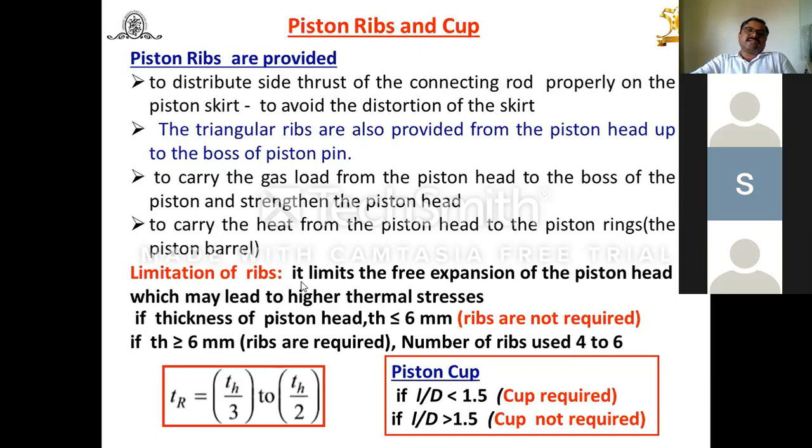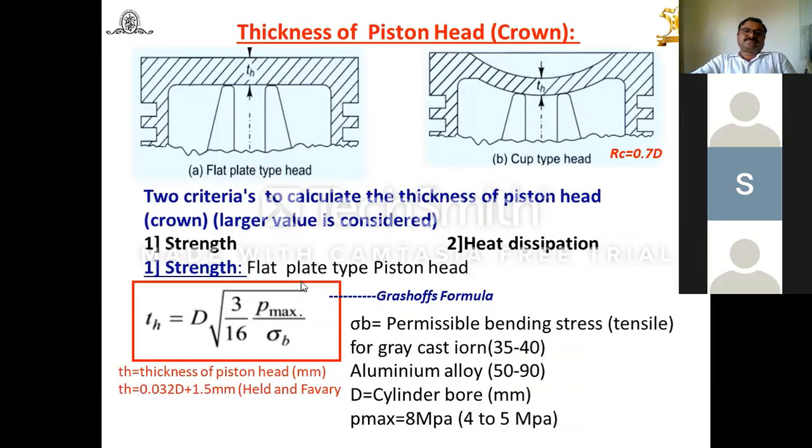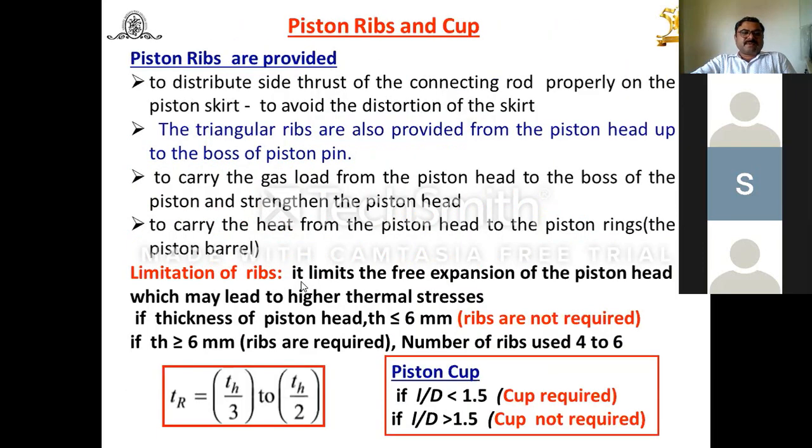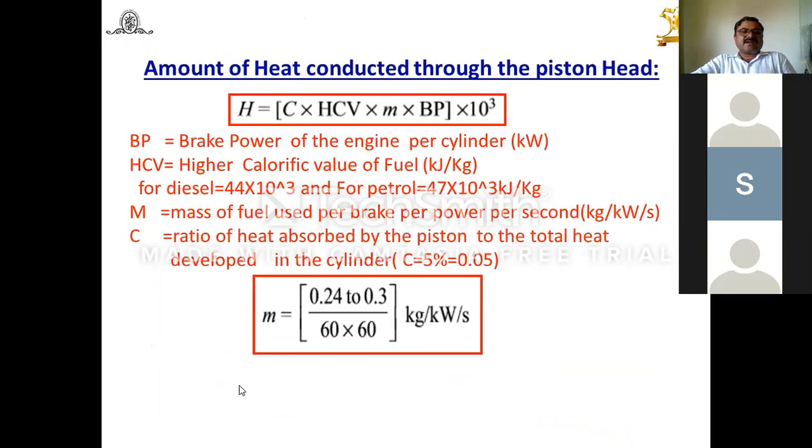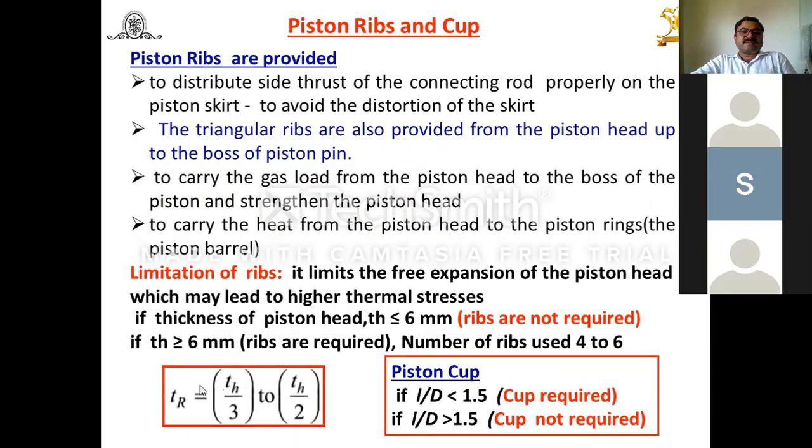Then how to find out the thickness, the size of the rib? For that purpose, the thickness of the rib is given as thickness of the piston head by 3 up to by 2, TH/3 to TH/2. By using this relation you will get it. That means once you know the thickness of the piston head, by using the earlier criteria, strength and heat dissipation, you will get the thickness of the rib.